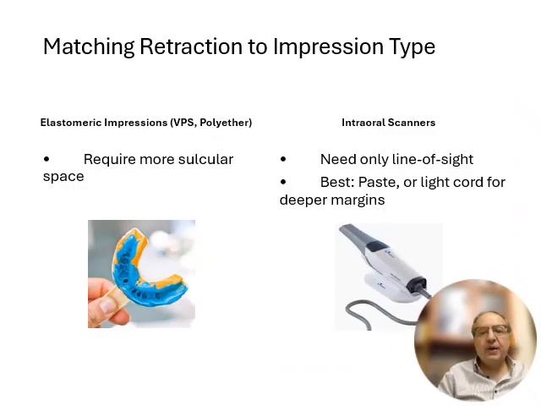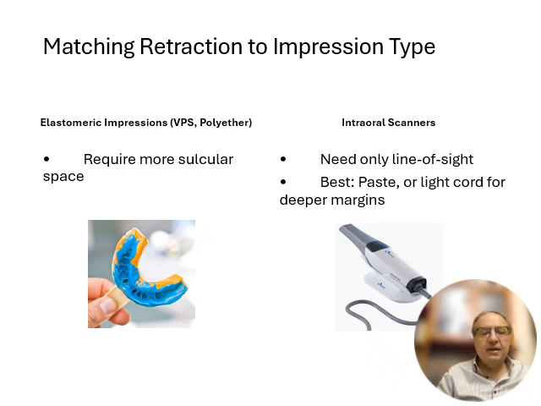Matching the retraction cord to the impression type. So if I use an intraoral scanner, there's a need for the light to enter inside the sulcus, and this is why it's better to use the paste or a small cord or double cord technique, for example, for deeper margins, but removing the upper part of the cord before taking the intraoral scan. On the other side, if you are using elastomeric impression materials, vinyl polysiloxane, it will require more circular space, and this is why it's better to use retraction cords.